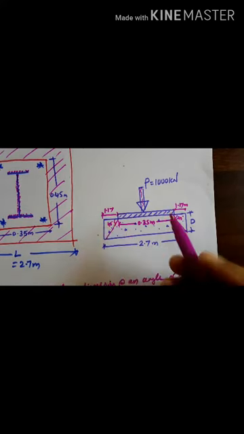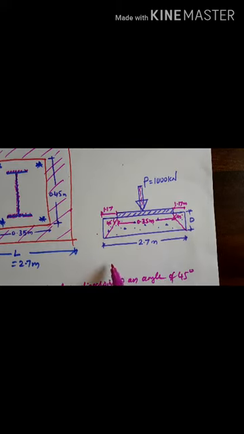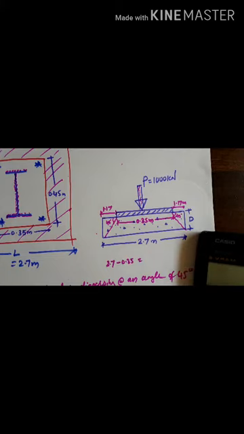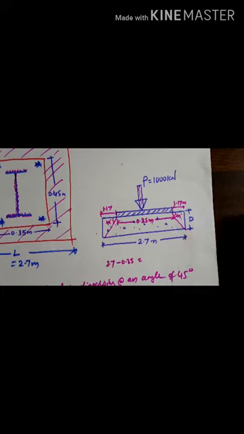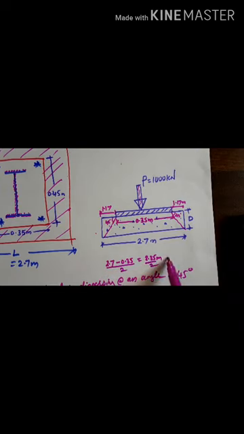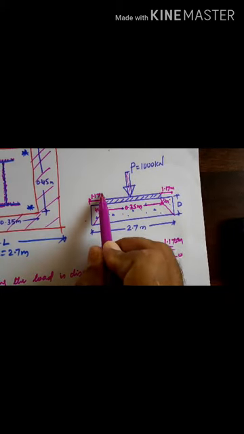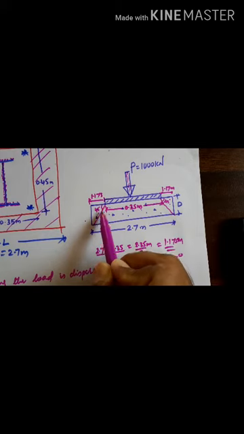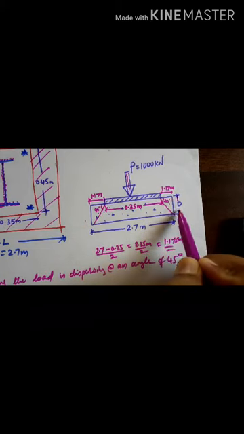If this is 45 degree and this total length is 2.7, then 2.7 minus 0.35, what do we get? We get 2.35 meter remaining, but this should be distributed on both sides. Then you divide it by 2, we get 1.175. So on this side the offset is 1.175 and on this side 1.175. This is the load dispersion at an angle of 45 degree, and this is the depth of foundation.